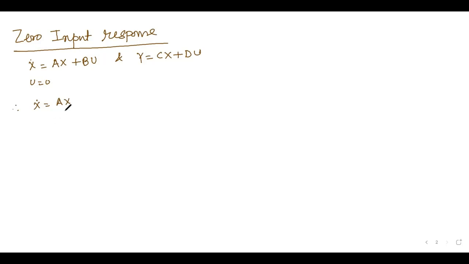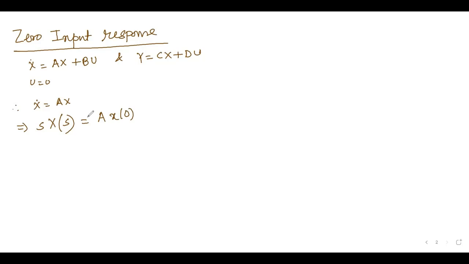x dot equal to Ax. Here I have put u equal to 0 because there is no input. We are calculating the response to initial condition only. That means input is 0. So taking the Laplace transform, sX(s) is equal to, what will it be? x is equal to x0. Now there is an initial condition. We are calculating all the states, that means displacement or velocity.